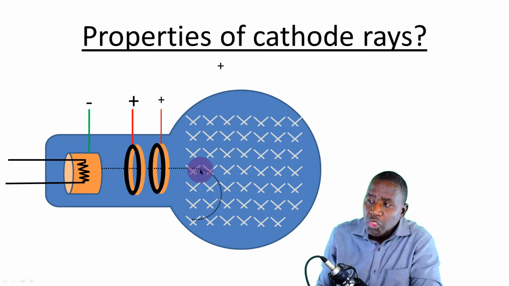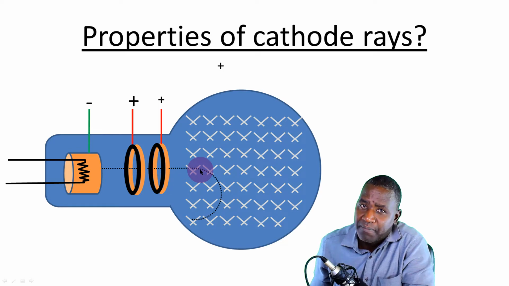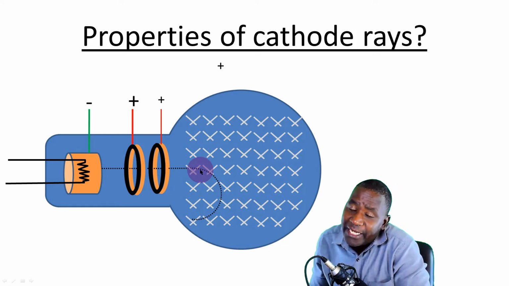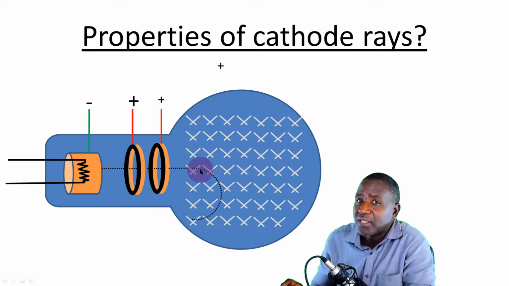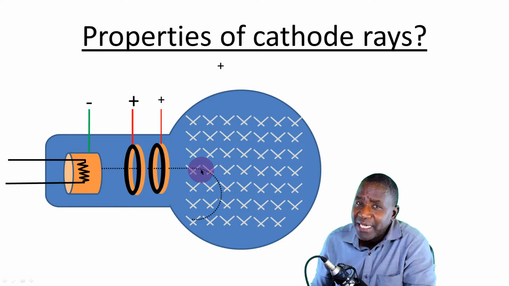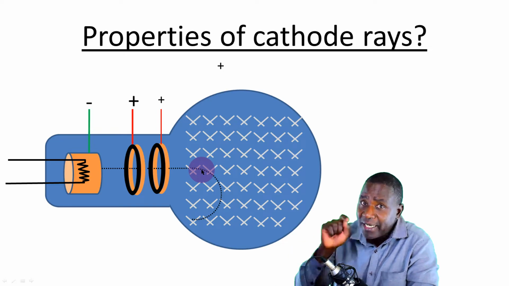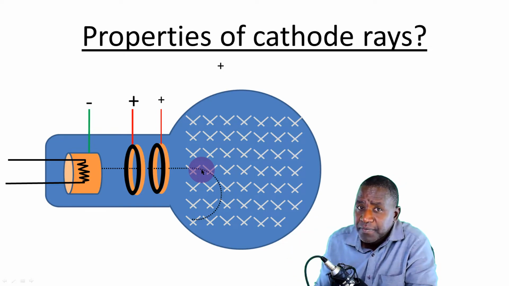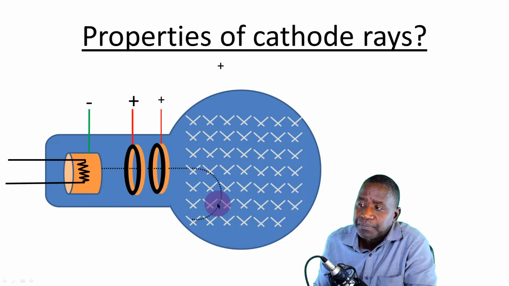Since the force is always perpendicular to the instantaneous direction of travel of the charge, this one is very important. Since the force is always perpendicular to the instantaneous direction of travel of the charge, unlike in an electric field, then the path of that particle will be circular.